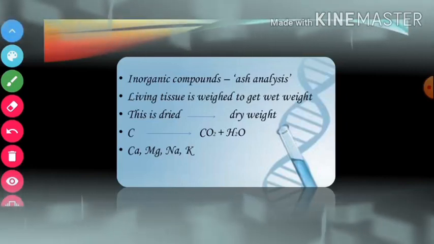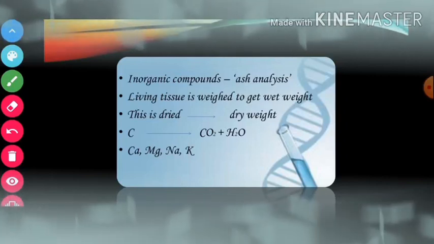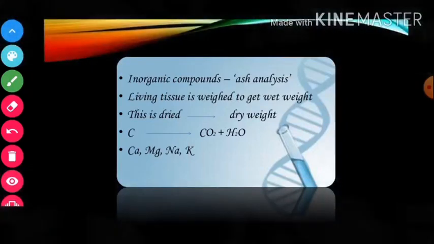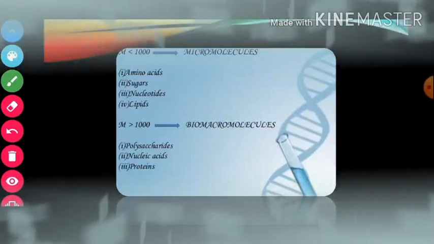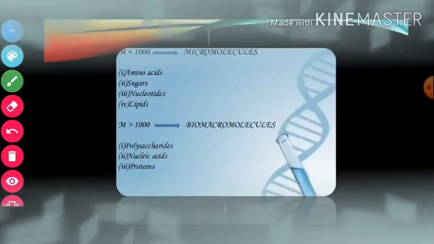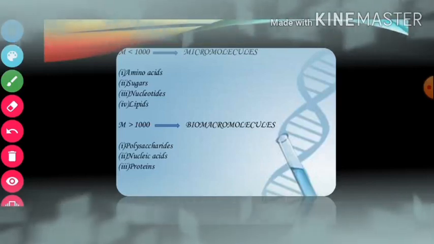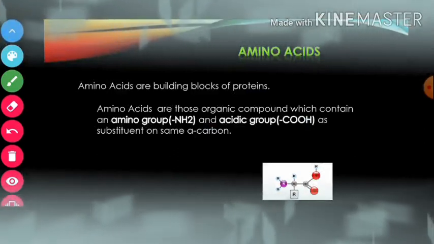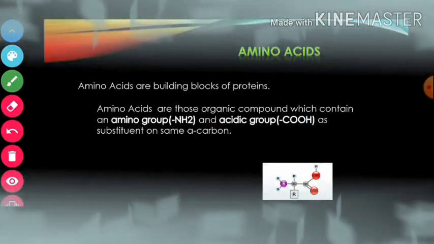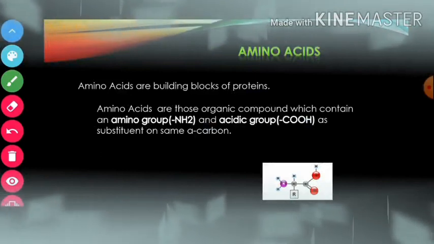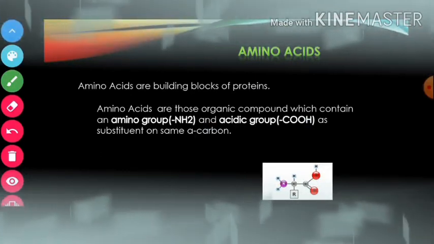Now we continue our discussion with micromolecules. As we are continuing our discussion with biomolecules, in the category of micromolecules we will study amino acids, sugars, nucleotides and lipids. And under the category of macromolecules, we will study polysaccharides, nucleic acids and proteins. Now, under micromolecules, we will study about amino acids first.